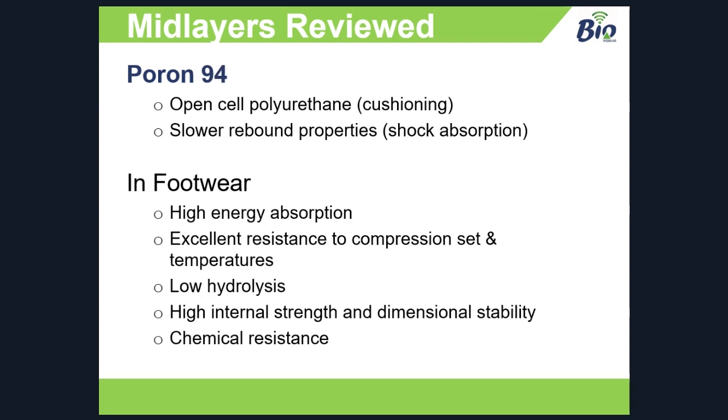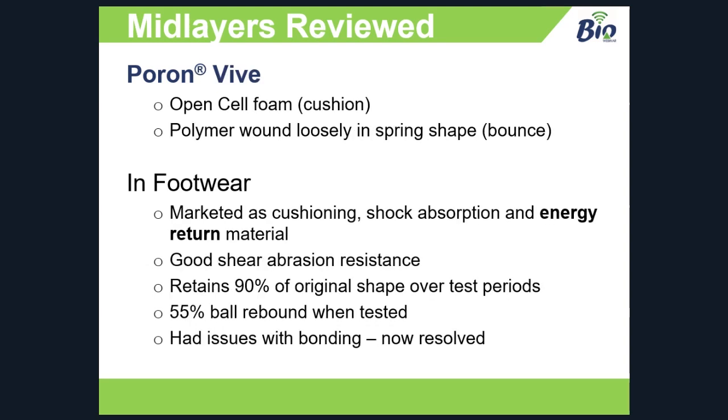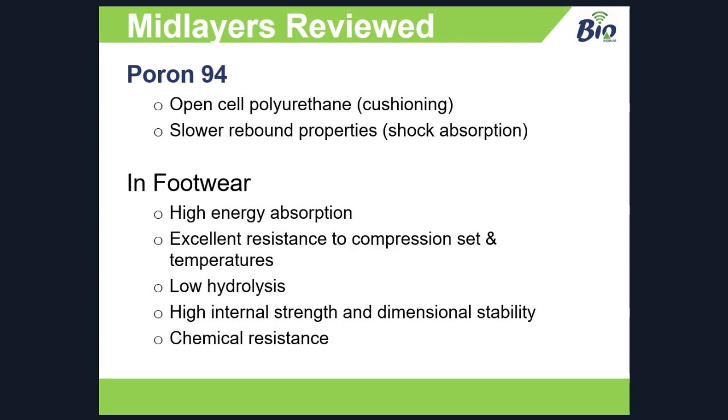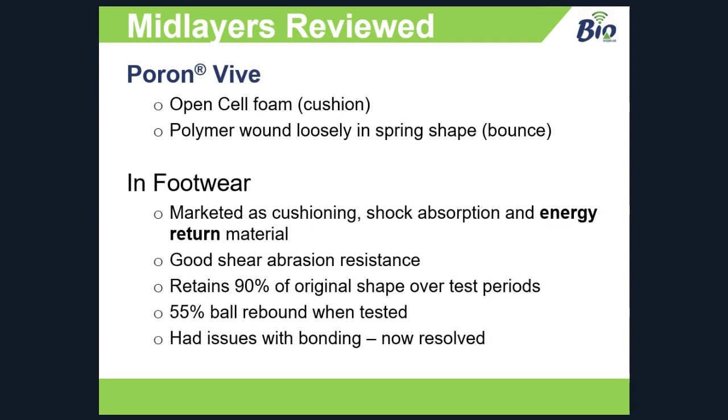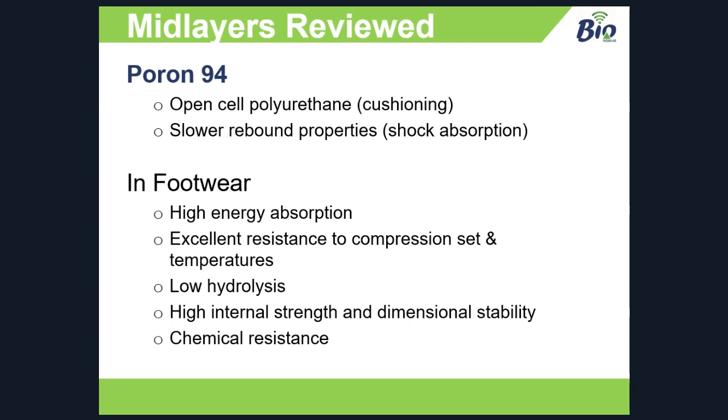Poron 94, again, the reason I've done this is we try and keep Poron as the same group. It's in the same family as Poron Vive. Open celled polyurethane, cushioning, and slow rebound properties, shock absorption. So it's virtually the opposite evil twin to Poron Vive, or good twin. This one provides cushioning and shock absorption, not bounce. So when you drop the ball on it, the ball doesn't bounce at all, or hardly any. If you're trying to attenuate shock in a tissue, it will absorb that energy quite well.